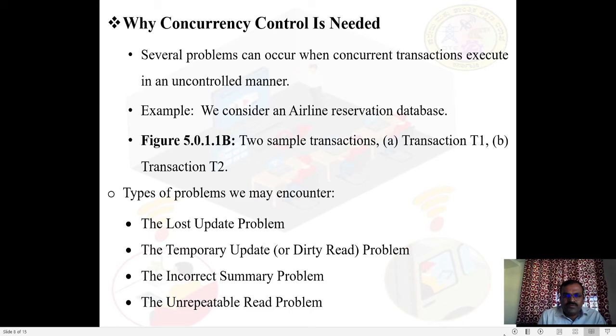Types of problems we may encounter. What are the types of problems we encounter? The lost update problem, the temporary update or dirty read problem, the incorrect summary problem, and the unrepeatable read problem.